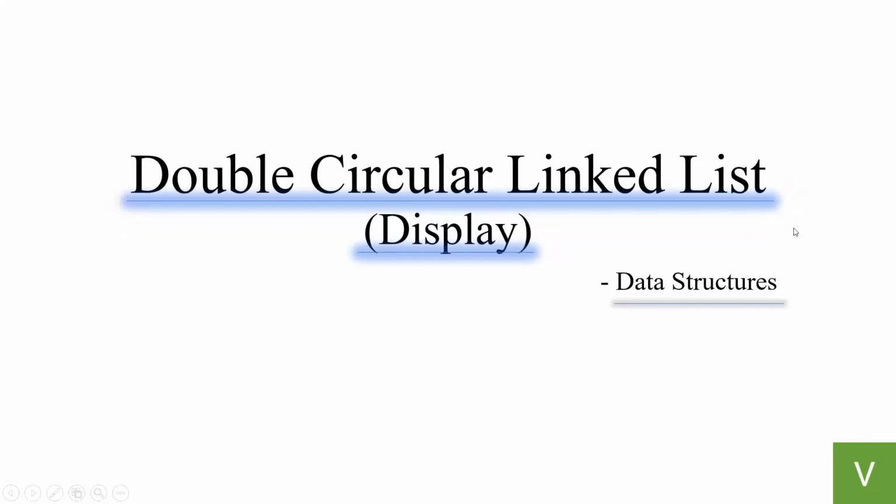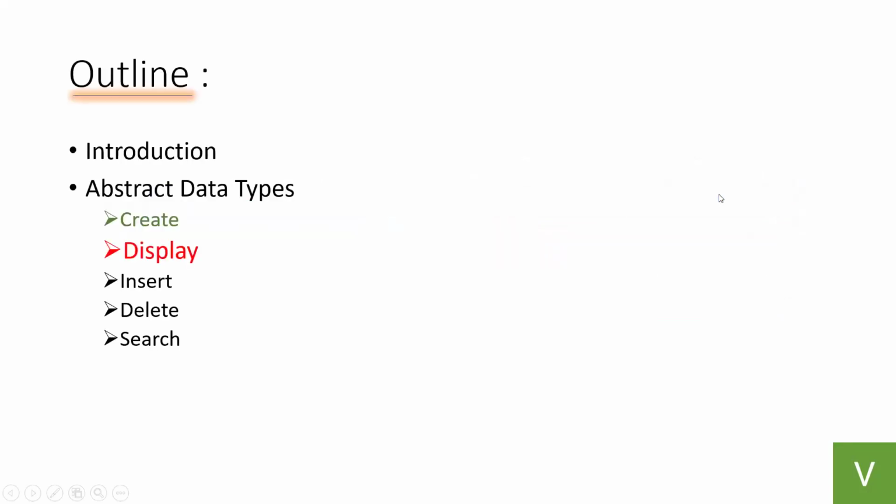In this video, we are going to discuss double circular linked list in data structures. I'm going to discuss what is meant by a double circular linked list, and different abstract data types like create, display, insert, delete, and search. In this particular video, I'm going to discuss only the display function.